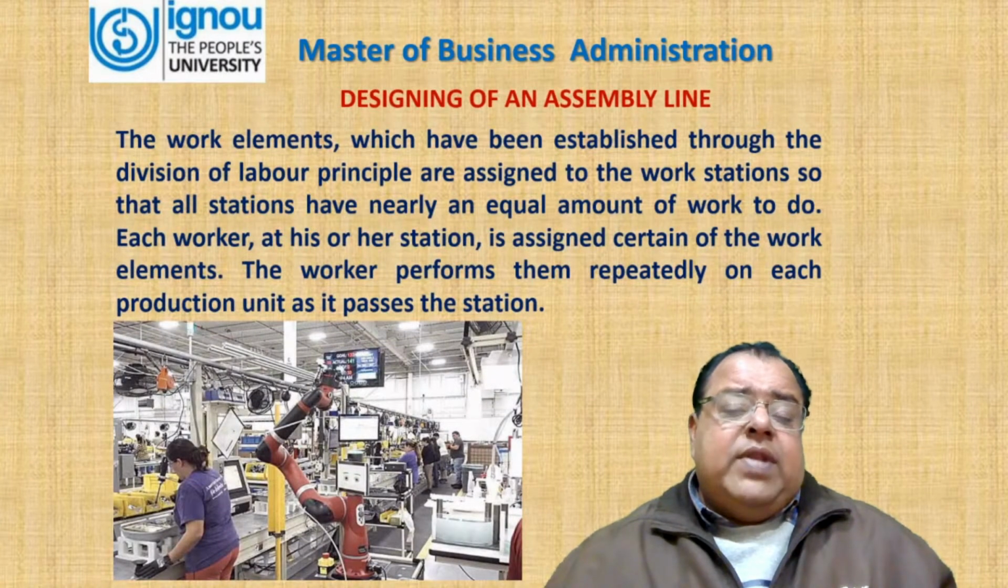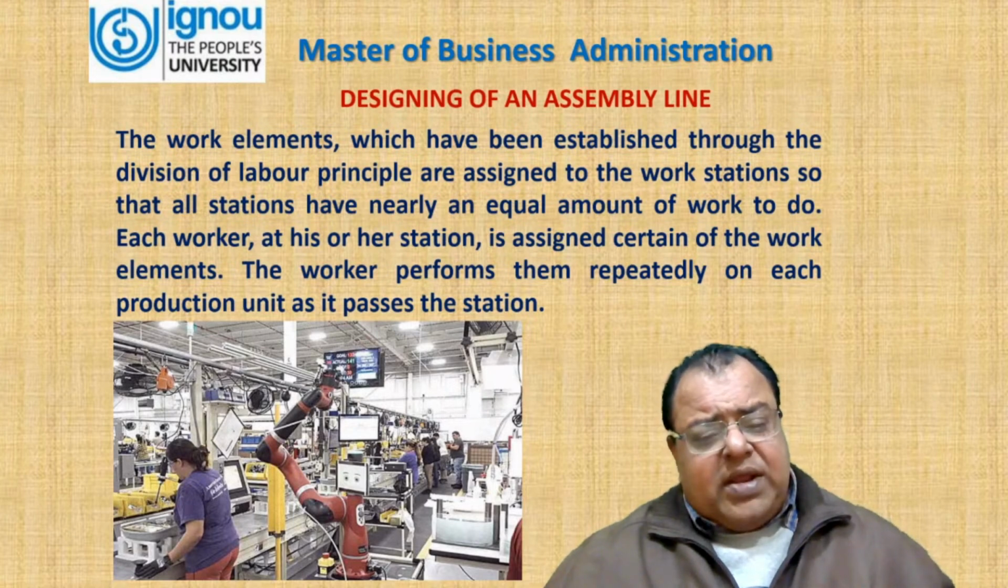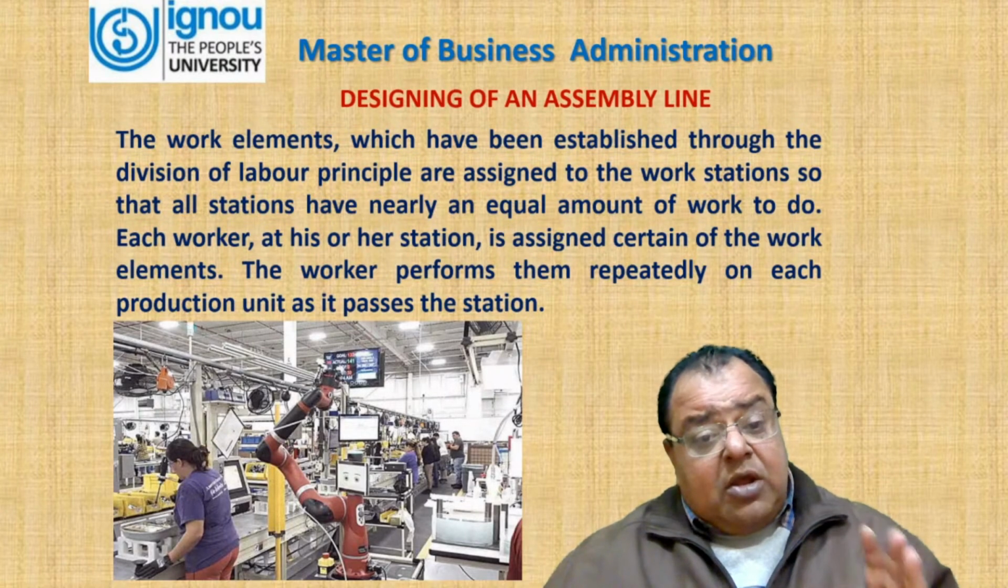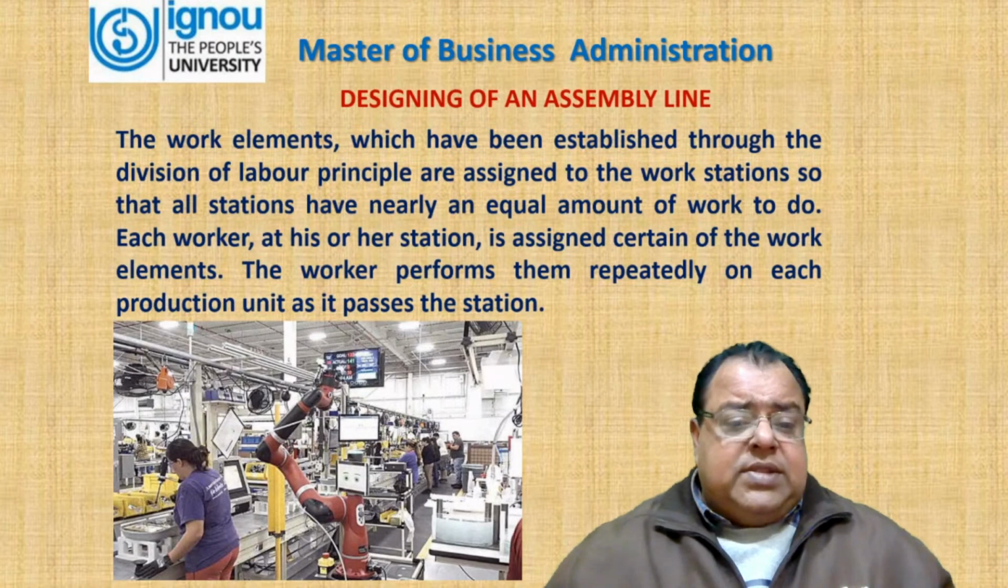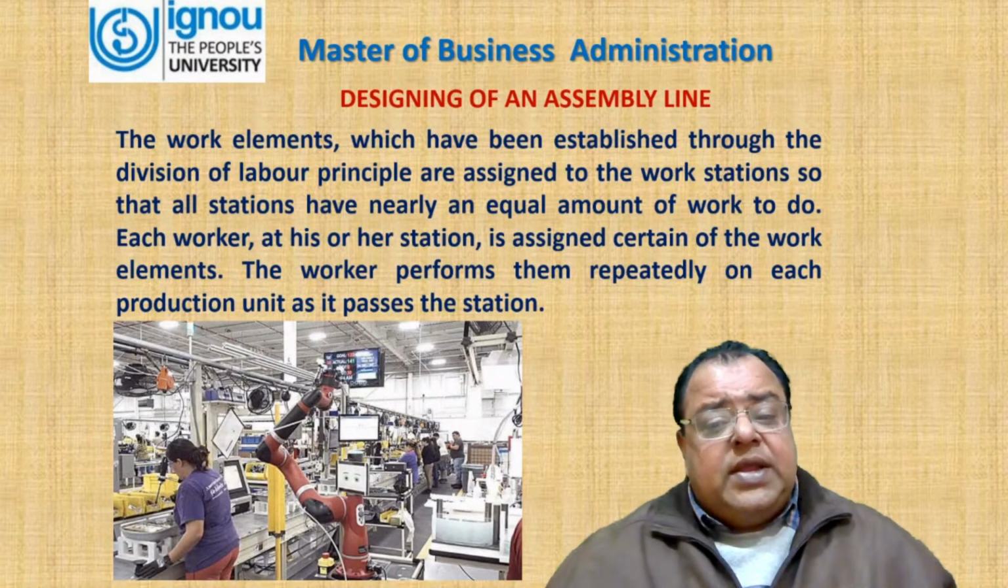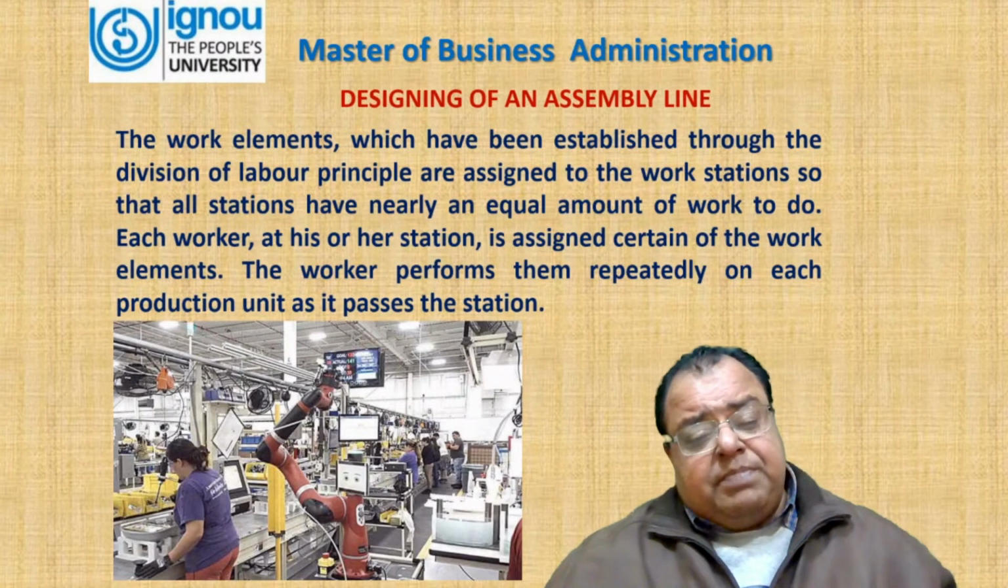How is the designing of an assembly line done? The work elements, which have to be established through the division of labor principle, are assigned to work stations so that all stations have nearly an equal amount of work to do. Each worker at his or her station is assigned certain of the work elements. The worker performs them repeatedly on each production unit as it passes the station.